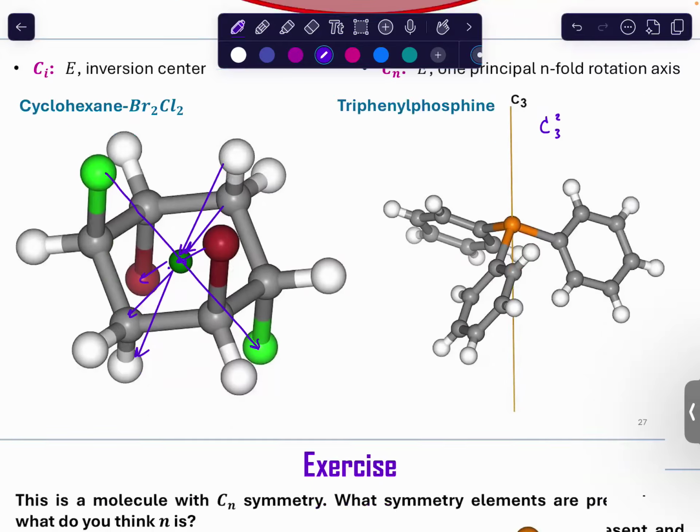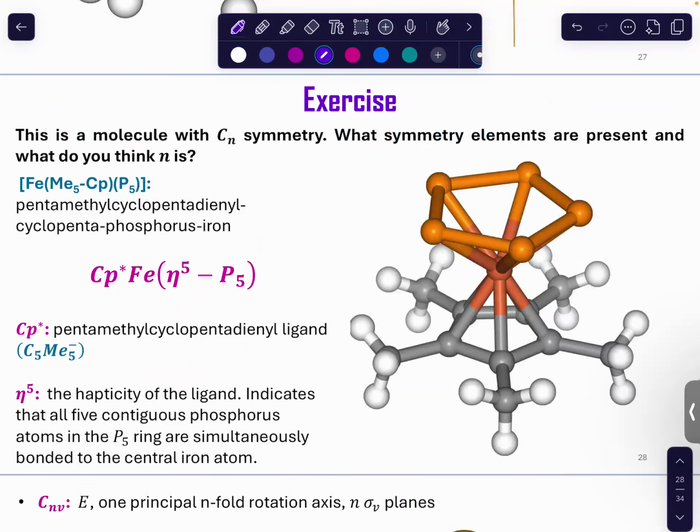Okay. So let's look at this bad boy right here. And as we go through, I want to start introducing you to terminology as well. What does the eta mean? So that's an eta. That is hapticity. So it is a 5 haptic molecule. That indicates that all 5 contiguous phosphorus atoms in the phosphorus ring on the top are simultaneously bonded to a central atom. So hapticity will be a new idea for you to get used to.